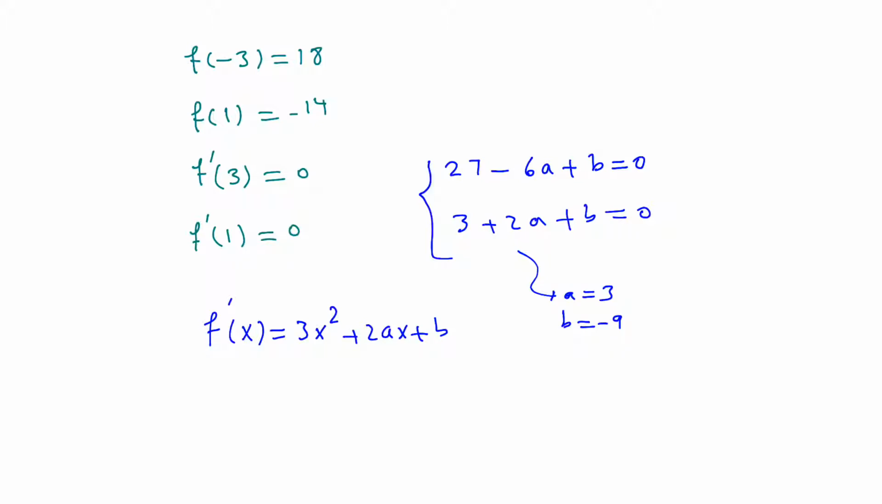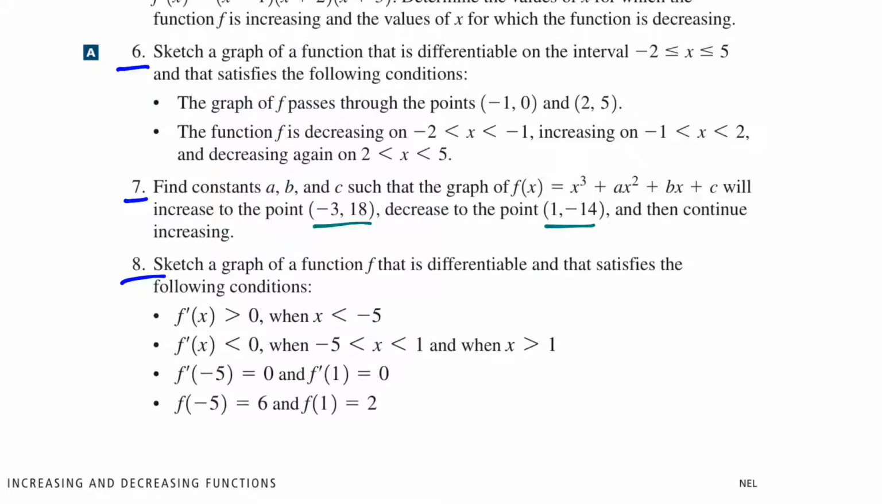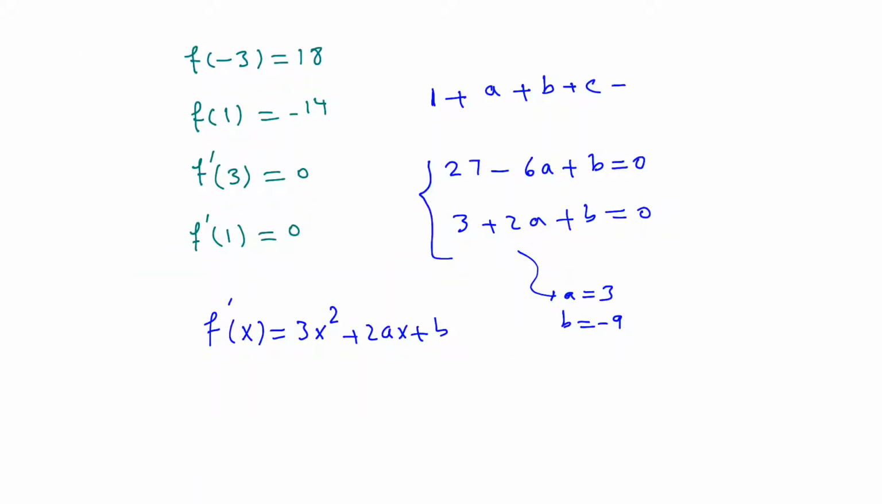f of 1 is negative 14. That means 1 plus a plus b plus c is negative 14. We know the values of a and b, 3 and negative 9. Then we can find the value of c, which is negative 9.